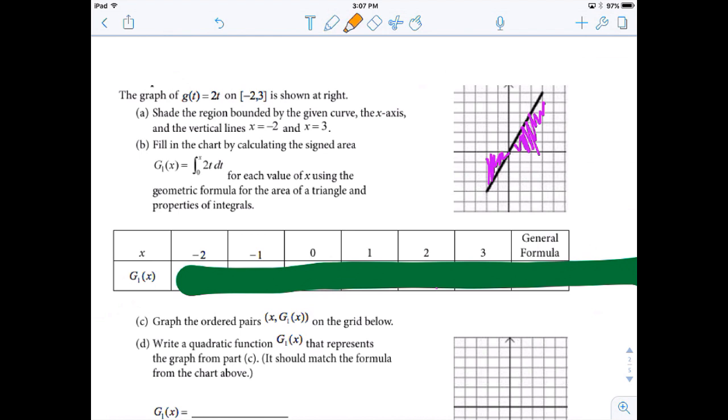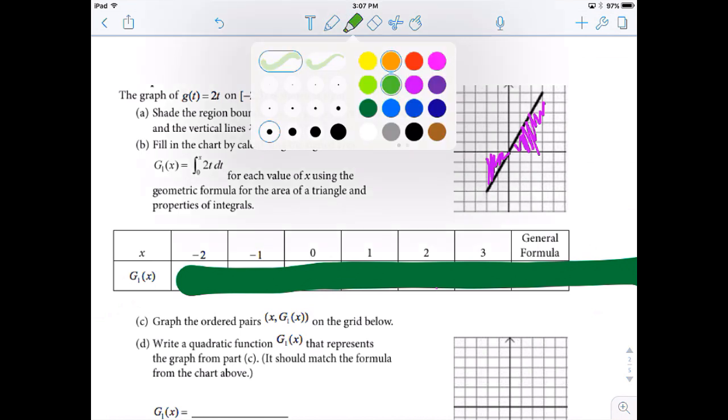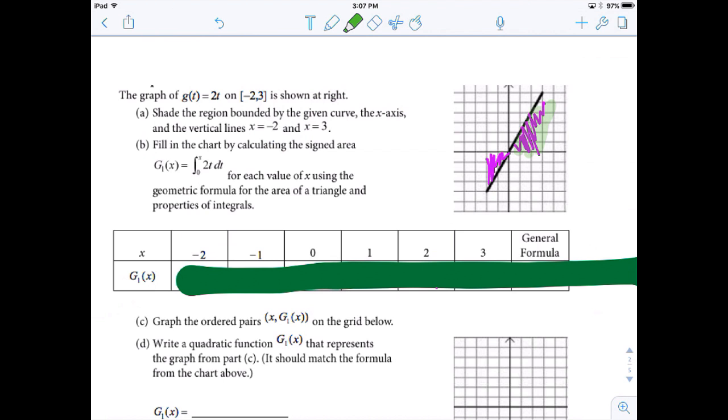And so typically, depending on where I was taking my integral from, I would consider this green part positive if I go from left to right because it's above the x-axis. And I would consider this red part negative because that's below the x-axis. And again, this only counts if I'm going from left to right. So remember, direction matters.